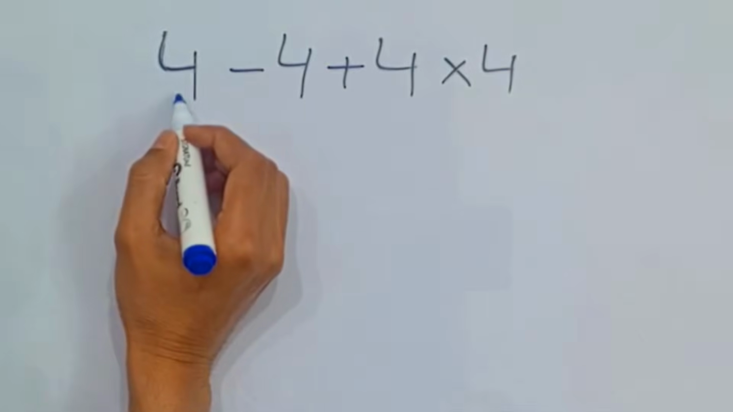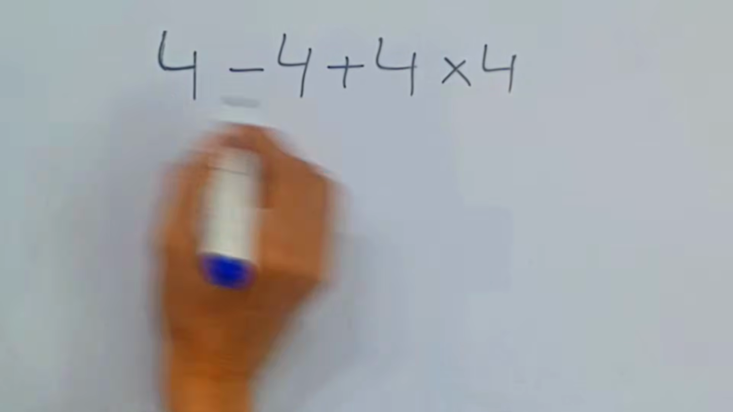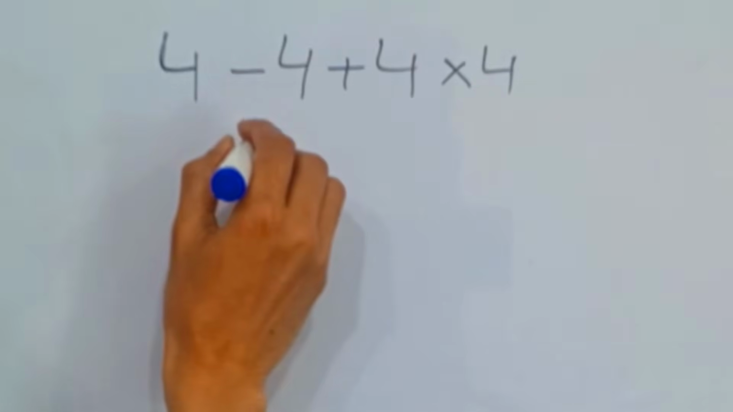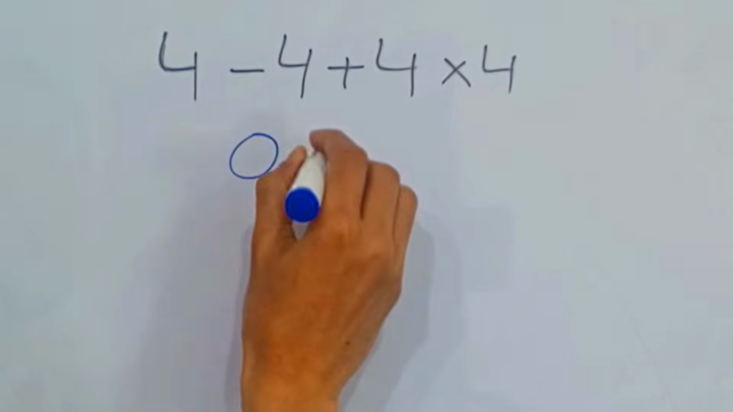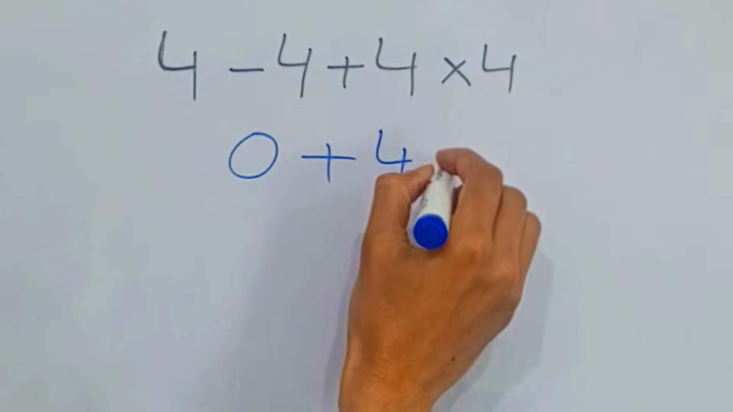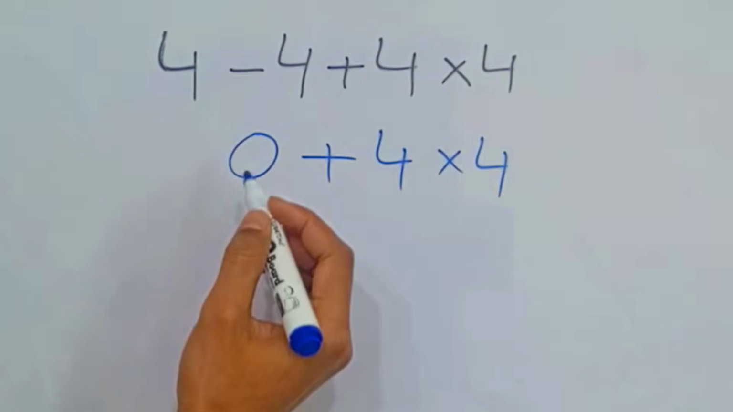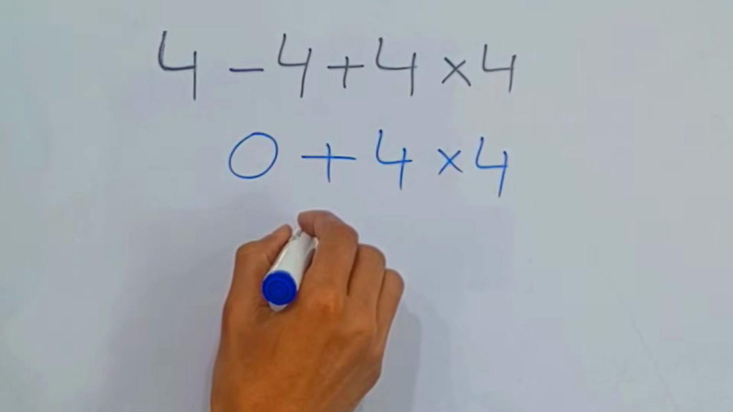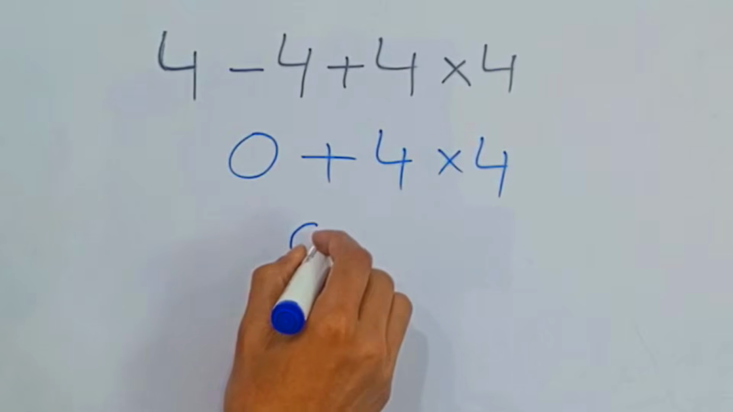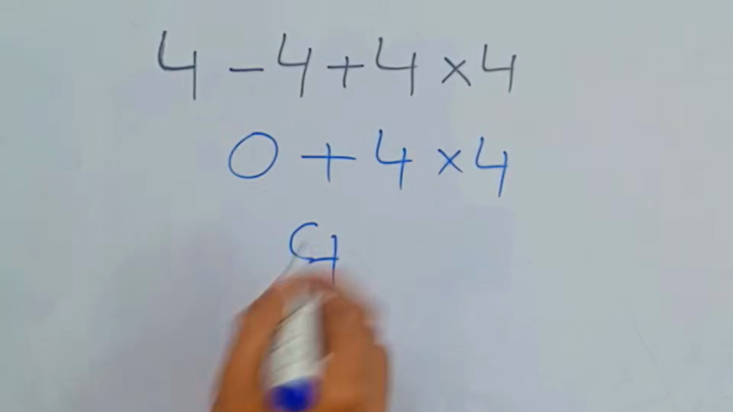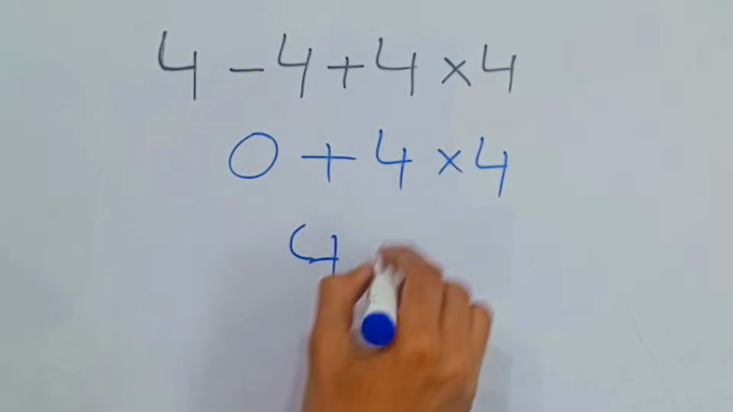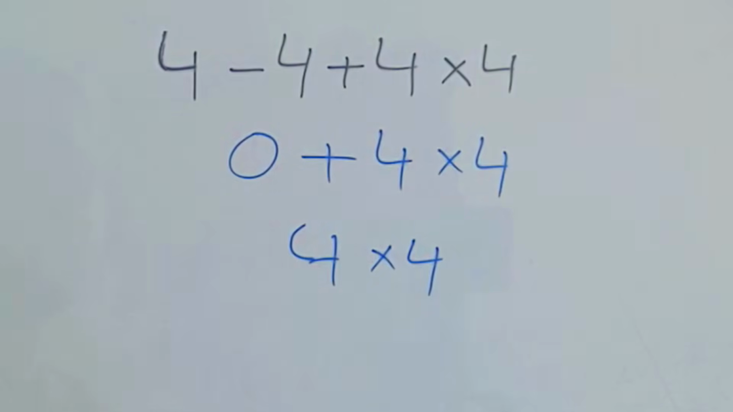Hey guys, we have 4 minus 4 plus 4 times 4. 4 minus 4 equals 0 and plus 4 and times 4, right? Now 0 plus 4 equals 4, right? Not 0. 4 and times 4.